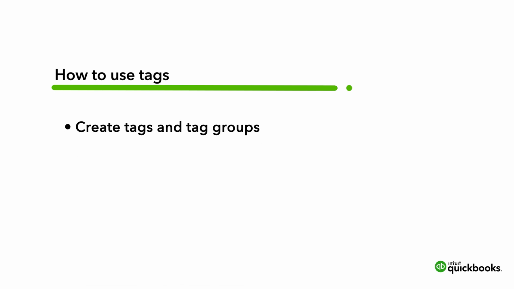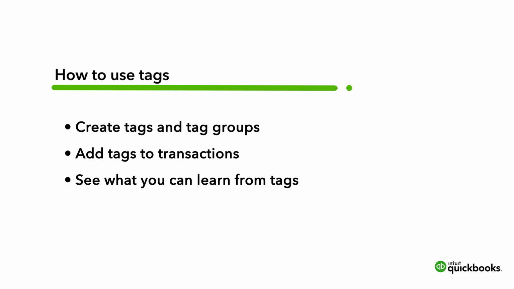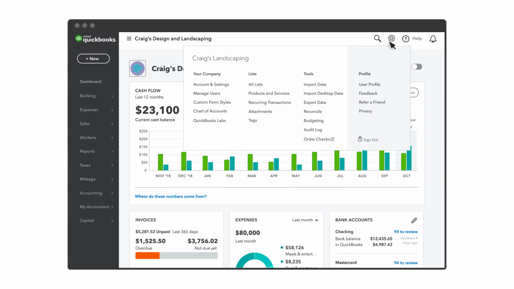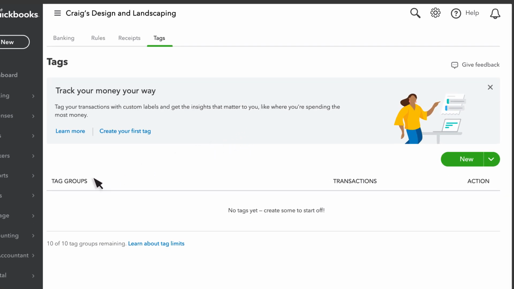Let's go over how to create tags and tag groups, and how to add tags to money in and money out transactions like invoices and expenses. Finally, we'll look at how to run reports on tags to see how you're making and spending money. To start, select Settings and Tags. Once you tag some transactions, you'll see the results of your tagging here as well.